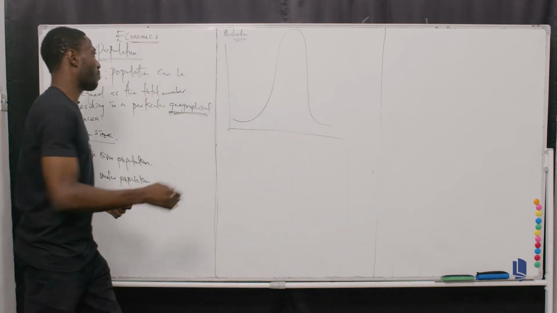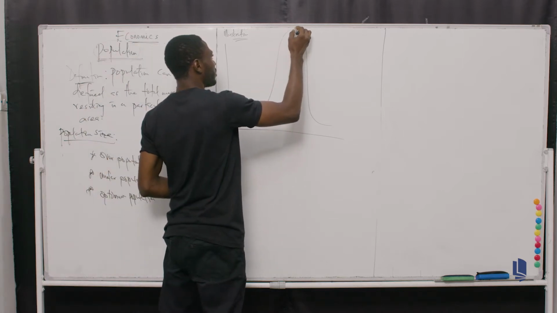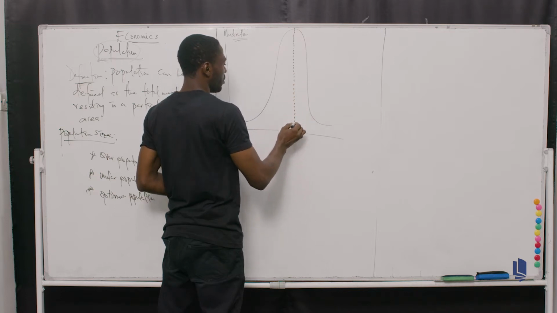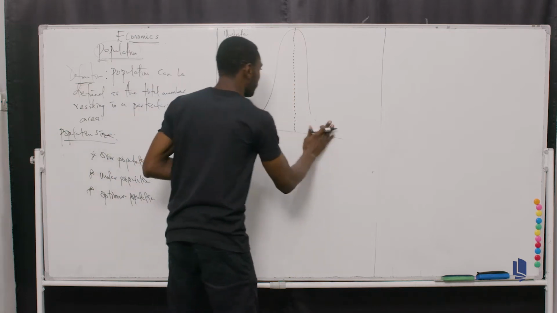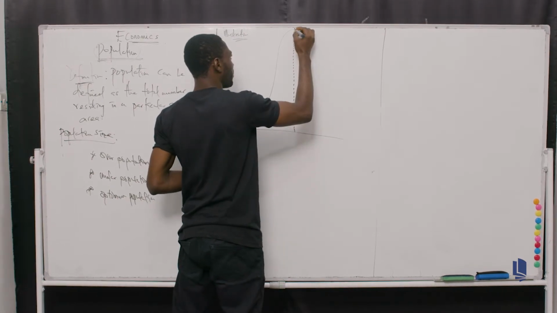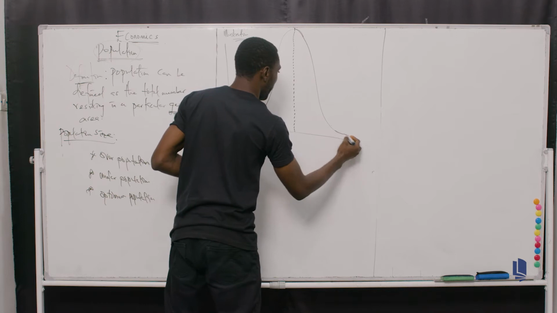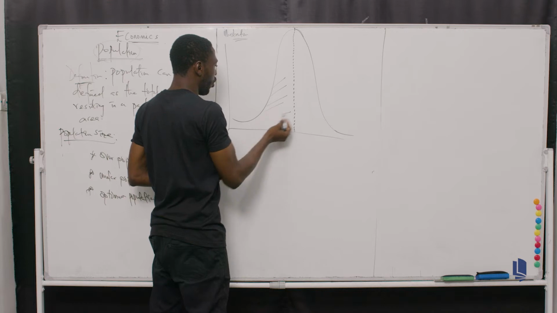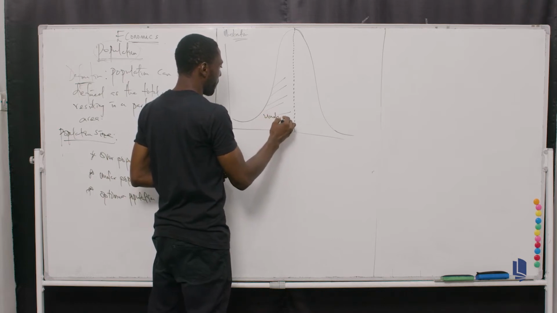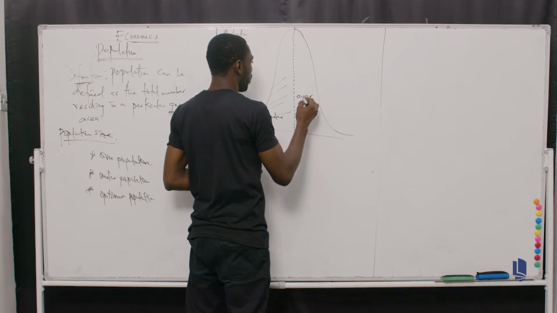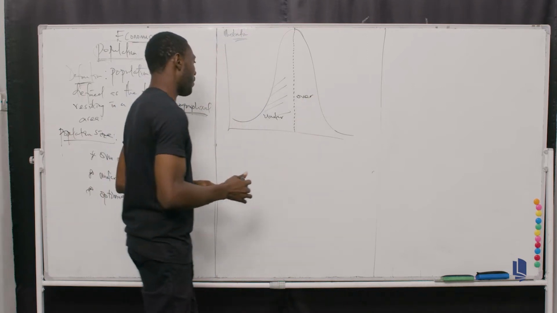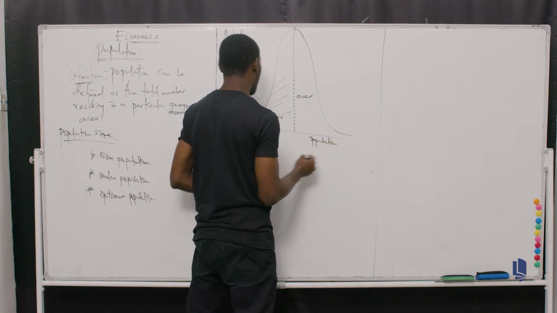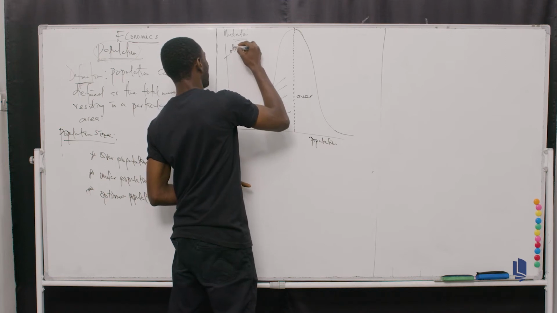Okay? Now, I'm going to be dividing this thing we have here into two. I hope it suffices. Okay. So we have something like this. Now, this part of the curve, we call it under. And this part of the curve is called over. All right? Now, the x-axis, we call it population. And the y-axis, we call it output per head.